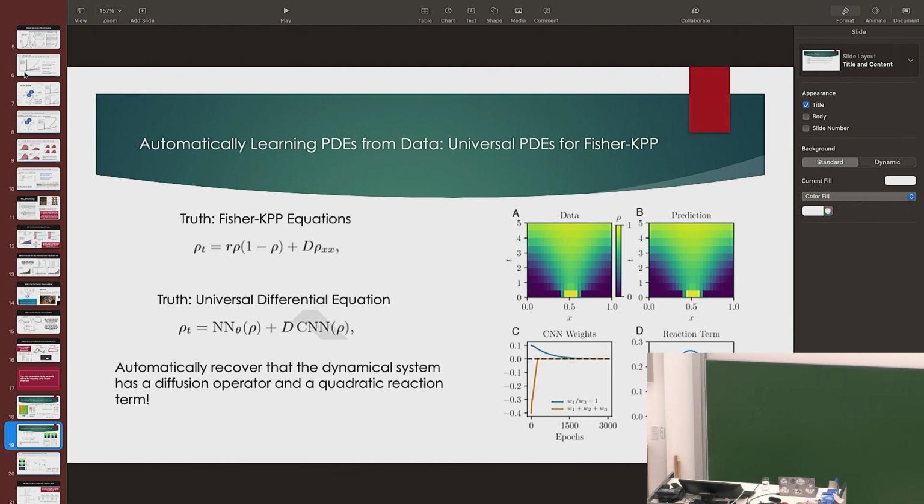So I now have a model where the general form is rho sub t, so d rho dt is some convolution operation of rho, with maybe a derivative coefficient in front, plus a neural network with respect to rho, right? And this is actually a general form for PDEs where this is spatial derivatives plus reaction terms, right?